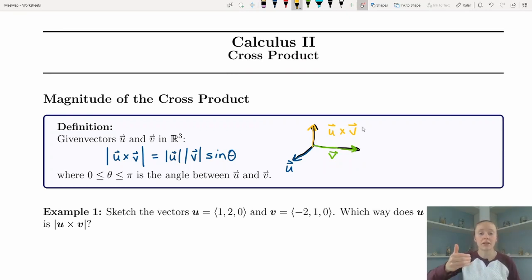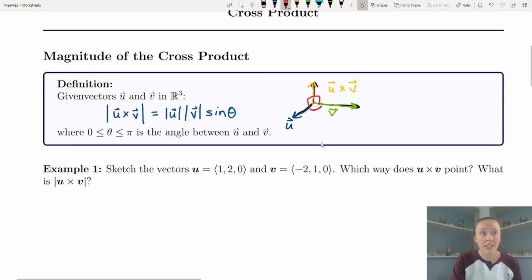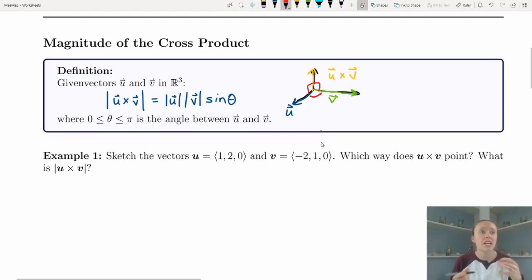And the neat thing about the right-hand rule is, if you notice, my thumb is perpendicular to both vector u and vector v. So, regardless of the angle in between vector u and vector v, I'm going to have a right angle between u cross v with both vector u and vector v. So the cross product creates an orthogonal vector to both u and v. So knowing that, let's dive into this a little more, thinking about example one.